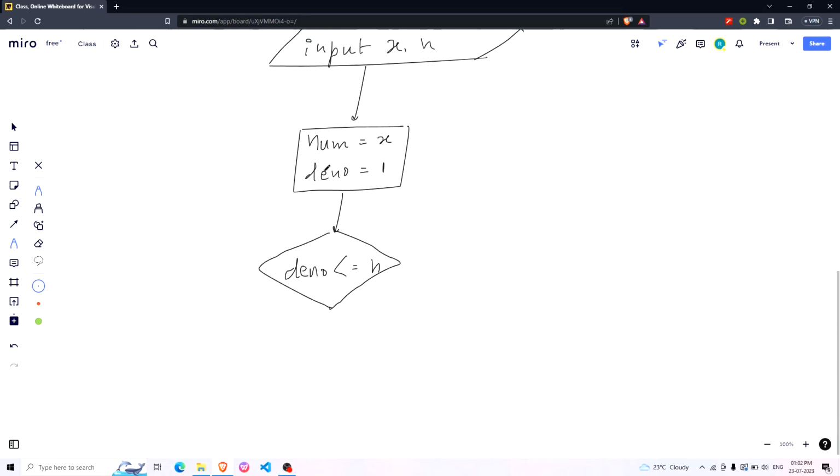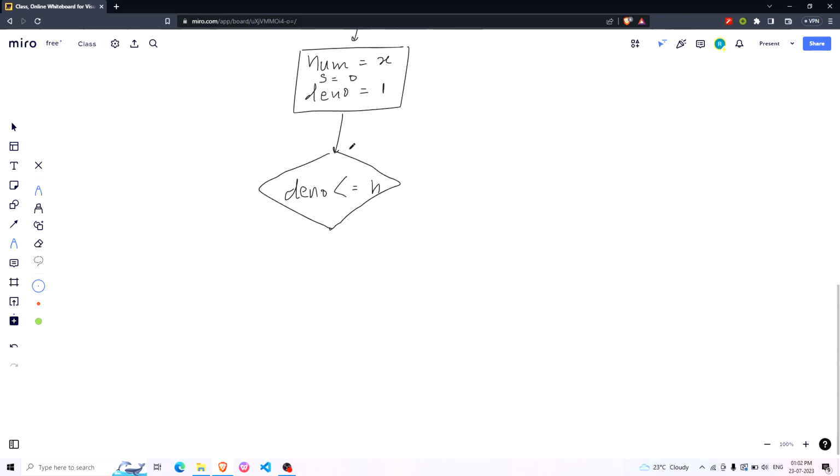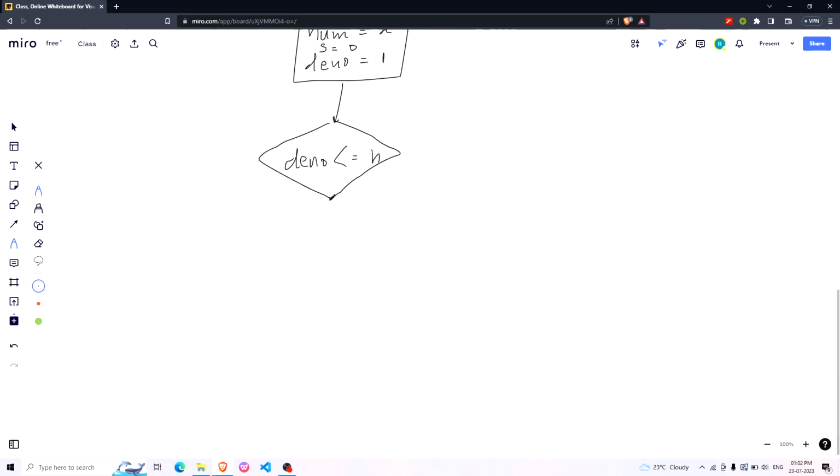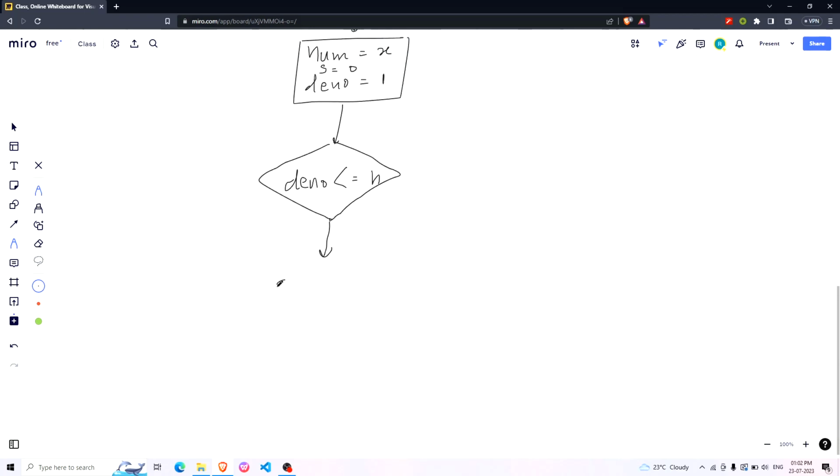Of course, we'll take another variable which will be the sum. This variable will contain the total sum, so we will initialize it with 0 and we will keep adding each of the terms in this variable. In the beginning of this loop, the first thing that we will do is add numerator by denominator into the result.